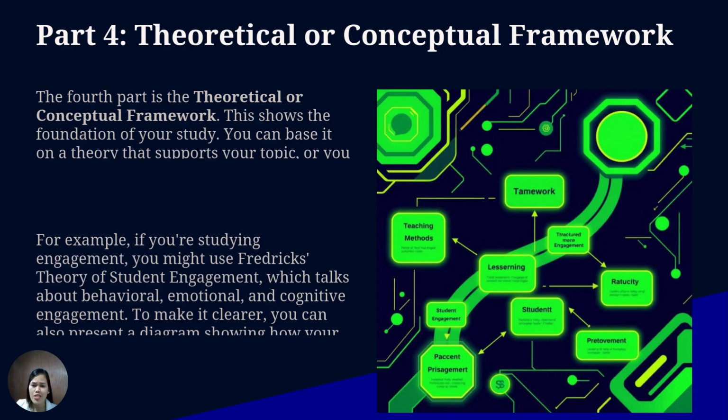For example, if you're studying engagement, you might use Fredricks' theory of student engagement, which talks about behavioral, emotional, and cognitive engagement. To make it clearer, you can also present a diagram showing how your independent variable, like teaching method, affects the dependent variable, which is student engagement.